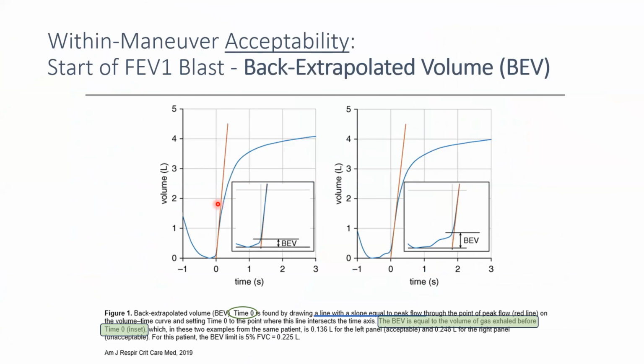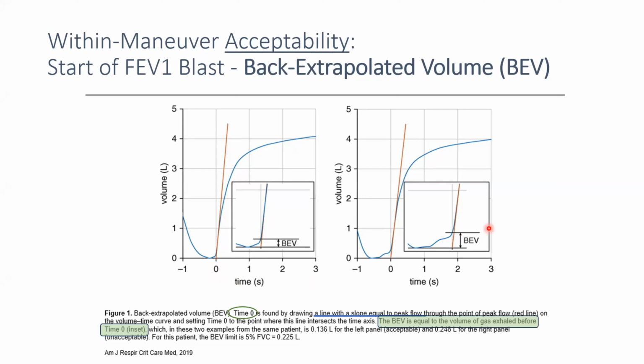So here's how we calculate that. You find the point on the graph which is your peak expiratory flow, and you draw a straight line through that point at that slope back to where it encounters the x-axis, and that becomes your time zero. Okay, this is a line with a slope equal to the peak flow through the point of peak flow on the volume time curve. Okay, the back extrapolated volume is equal to the volume of gas that was exhaled before the time zero. This one, magnified right here, is acceptable.